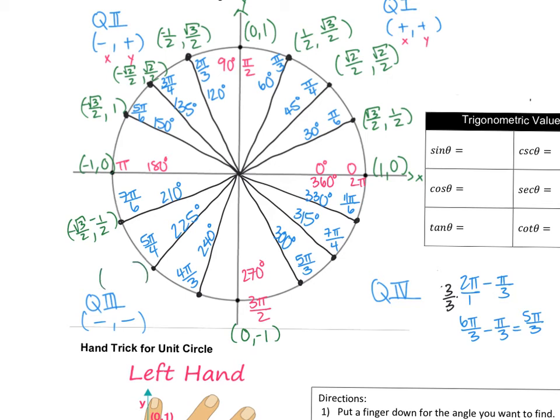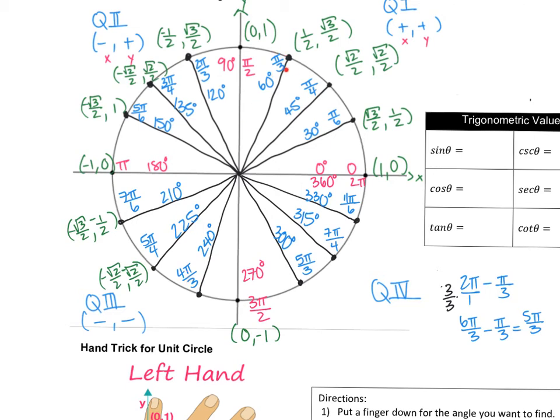So I'm going to fill in the next one here. This one, 5 pi over 4, is equivalent to pi over 4. So those are the root 2 over 2, but it's going to be a negative root 2 over 2 for both of them. Let me write that negative a little bit cleaner. There we go.